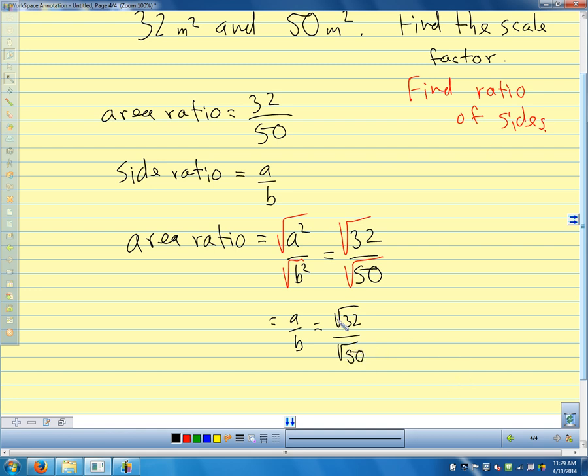And we're not quite done. We want to simplify this a little bit. I'm going to rewrite the square root of 32. I'm going to write it in simple radical form. So I'm going to simplify these radicals. 32 is 16 times 2. And 50 is 25 times 2. So this equals the square root of 16 times the square root of 2, which is 4 square root 2. Square root of 25 times the square root of 2, which is 5 square root 2. Those cancel and I get 4/5. So my side ratio is 4/5.